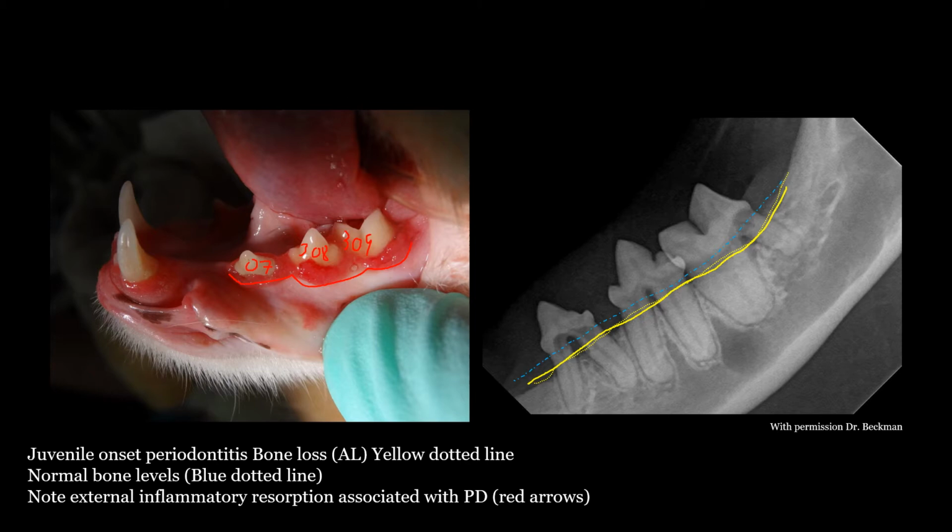Also in this radiograph we're seeing tooth resorptions occurring as well, which we would suspect is associated with the periodontal disease rather than a typical tooth resorption. So you can see the red arrows here where you can see tooth resorptive lesions occurring in these areas here.